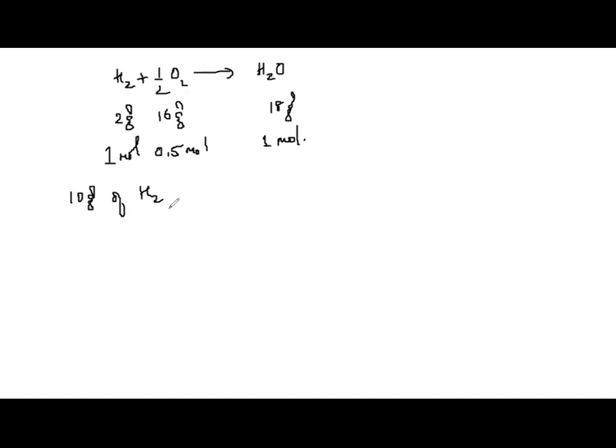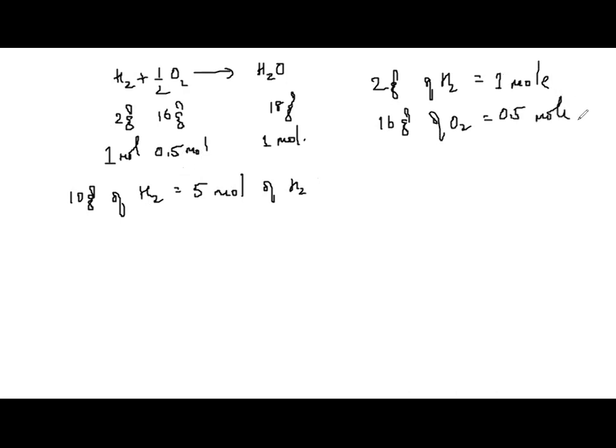If they have said 10 grams of hydrogen, 2 grams of hydrogen means how many moles? 1 mole. So 10 grams of hydrogen means how much? 10 divided by 2, 5 moles of hydrogen. Correct? 16 grams of oxygen means 0.5 mole. They have asked 64 grams of oxygen. 16 fours are 64. Therefore, how many? 64 divided by 32, it is 2 moles of oxygen.